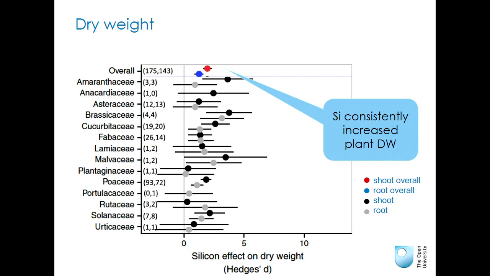This is the same number for the dry weight, so this increase in dry weight with silicon addition. And here I've divided it by families. So different families accumulate silicon to different extents. We heard that Poaceae are a famous high accumulator, and there are other families that accumulate more silicon versus less silicon as well.